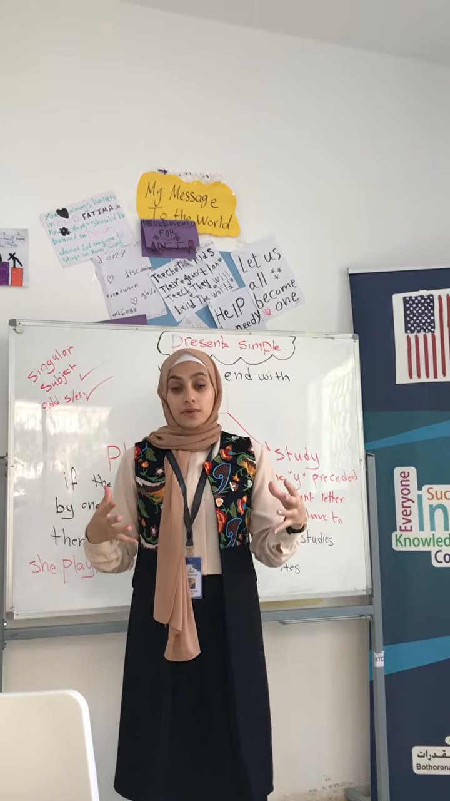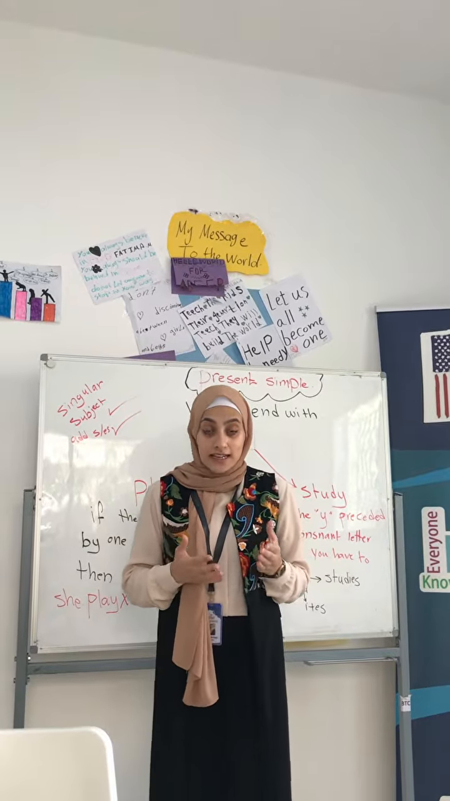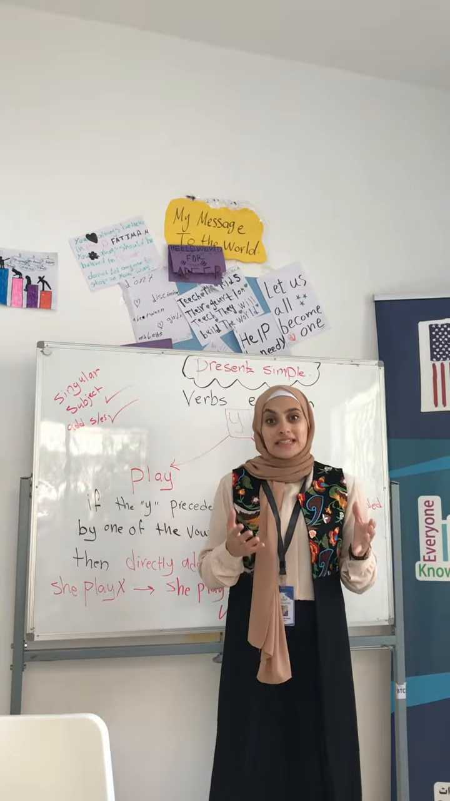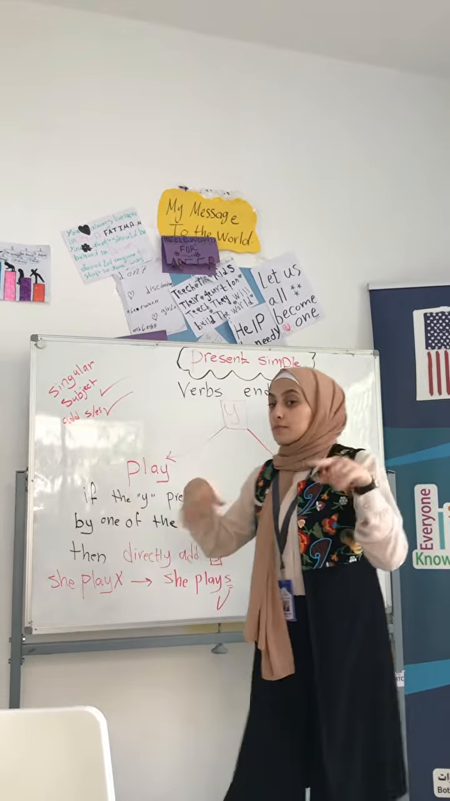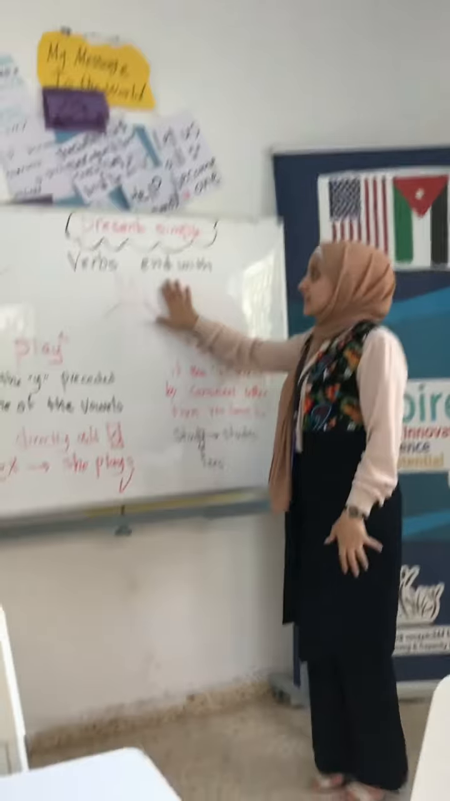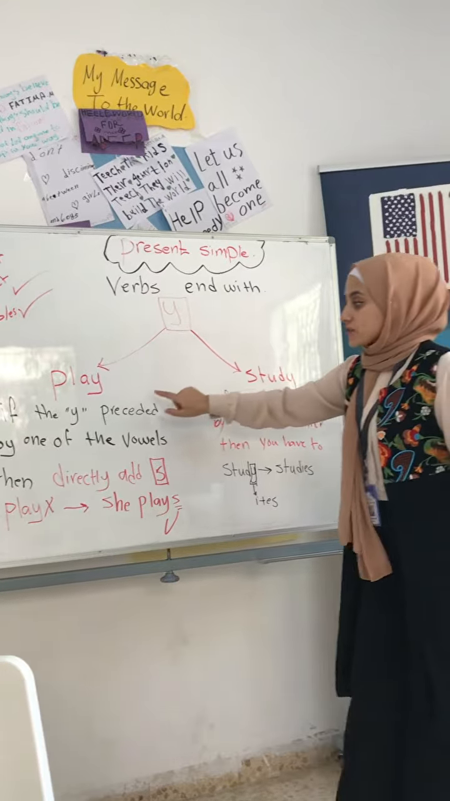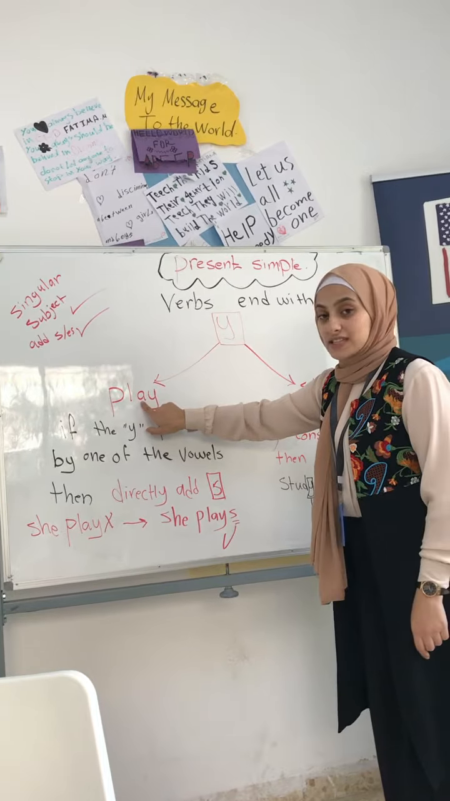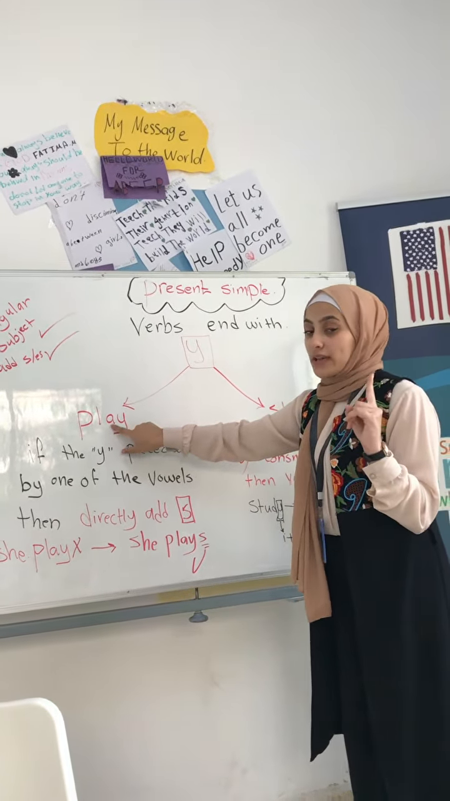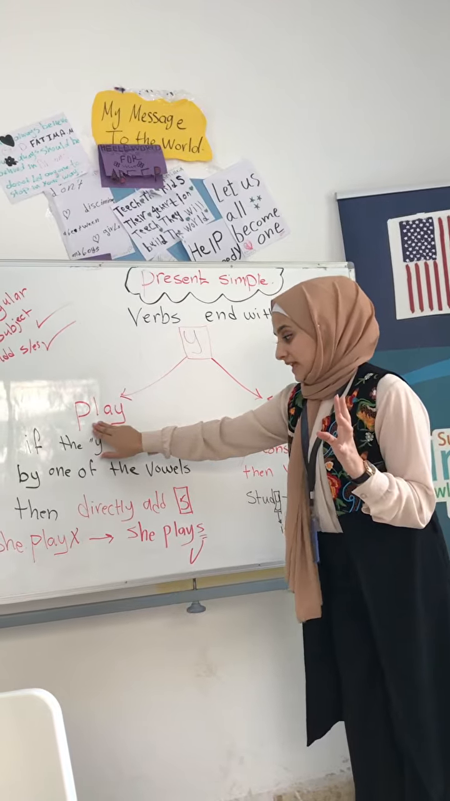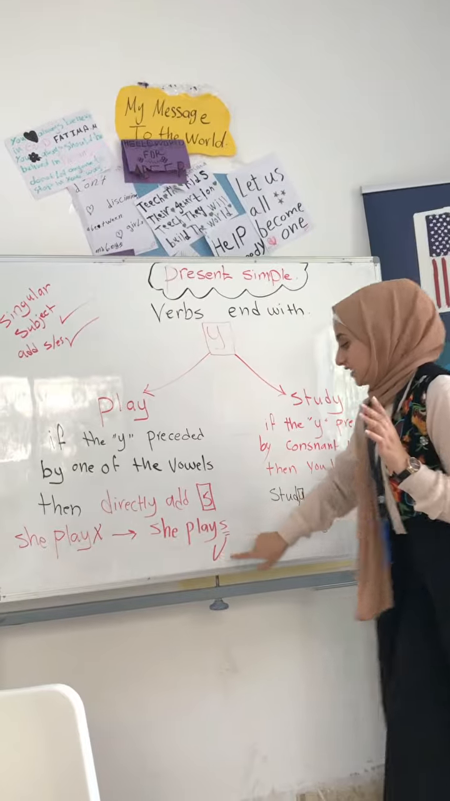Now what about the verb preceded by a singular subject? We have to add s or es to the verb. But what if the verb ends with y? We have to stop for a while and be careful with the letter y. If any verb ends with y, we have to look at the letter before the y. If it's a vowel, we add s directly, like the verb play. The y is preceded by a vowel, then we add s directly to become "she plays."